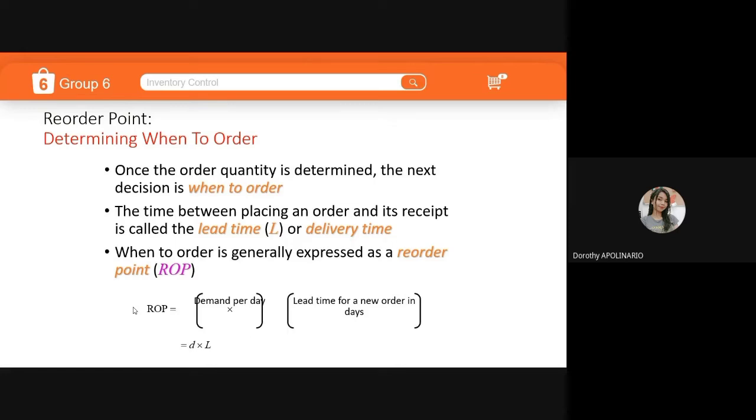Next is reorder point, or determining when to order. Once the order quantity is determined, the next decision is when to order. The time between placing an order and its receipt is called the lead time or delivery time. When to order is generally expressed as a reorder point. To get the reorder point, we need to multiply the demand per day by the lead time for a new order in days.